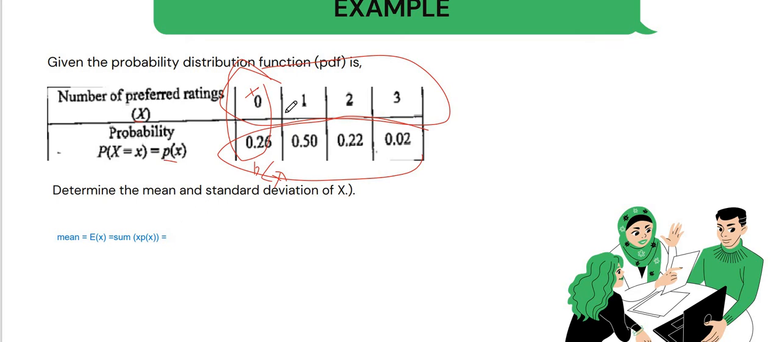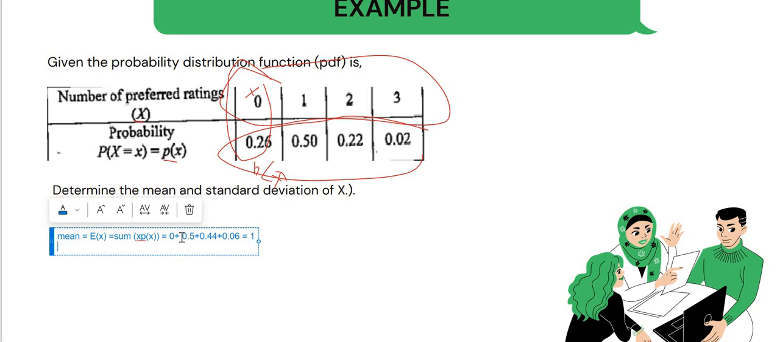So first, X times PX, the first one. Okay, saya tulis dulu sum kat sini. Before we go, we need to settle on this first. X times PX here is 0. Okay, 0 times 0.26, 0. And then plus, class, plus, because it's summation. So, plus 1 times 0.5 is 0.5. Plus 2 times 0.22 is 0.44, plus 0.06. What's the answer?